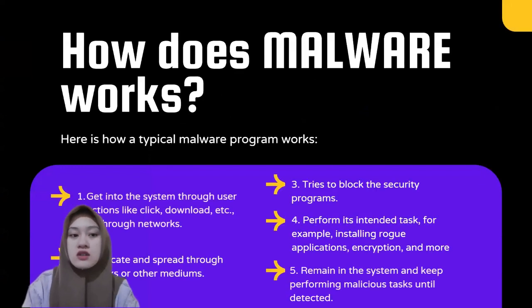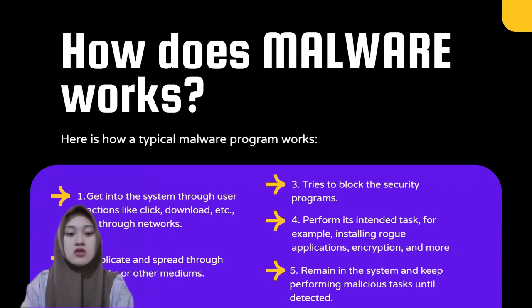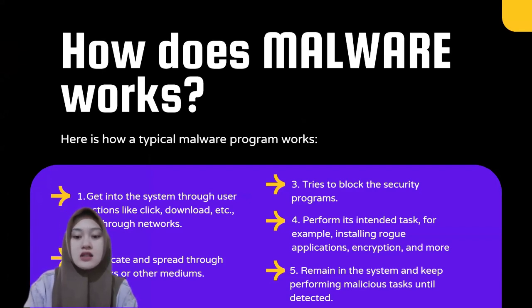How does malware work? Here is how a typical malware program works. Number one, get into the system through user action like click, download, extract, or through networks. Number two, replicate and spread through networks or other mediums. Number three, try to block the security programs. Number four, perform its intended task, for example, installing rogue applications, encryption, and more. Number five, remain in the system and keep performing malicious tasks until detected.